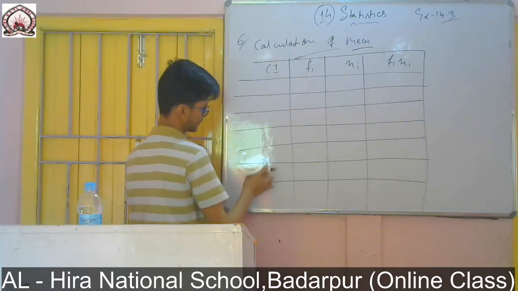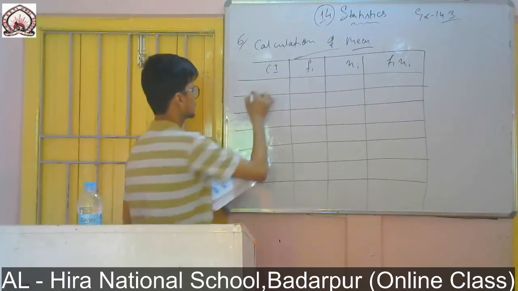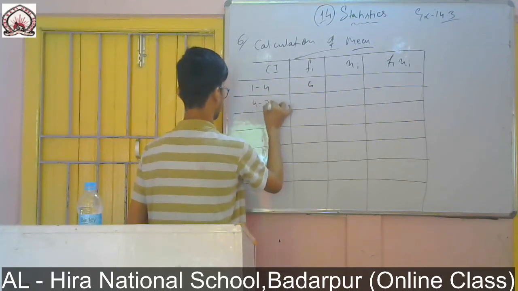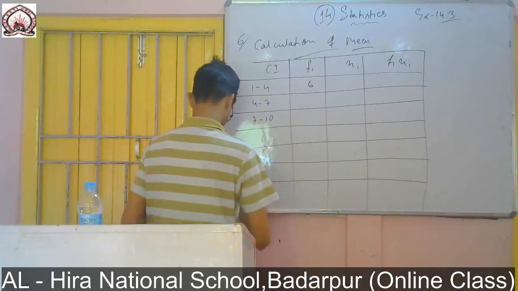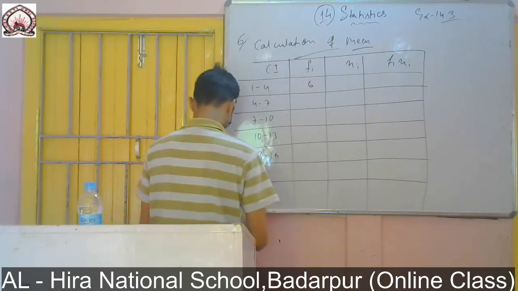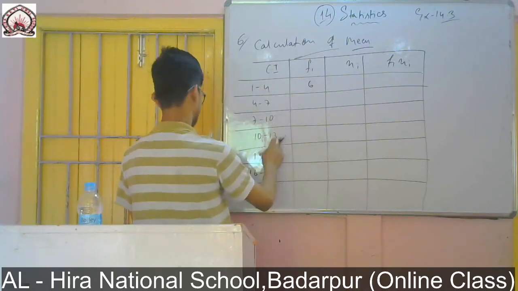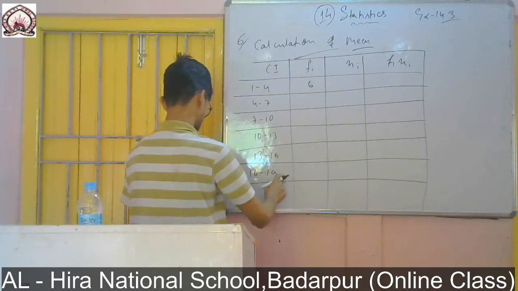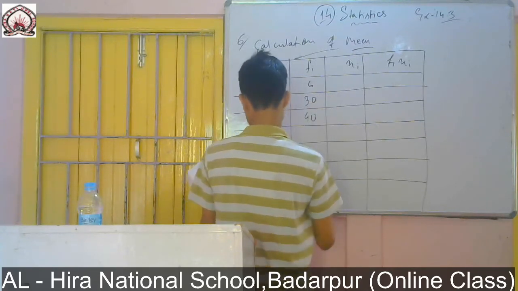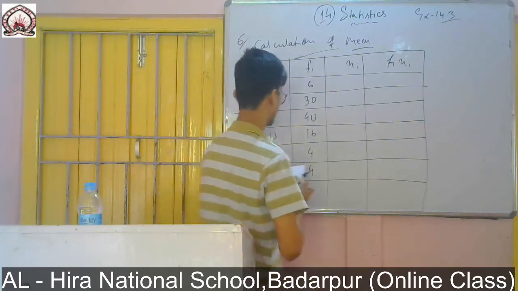Let me write this once again. The class intervals are 1 to 4, 4 to 7, 7 to 10, 10 to 13, 13 to 16 and 16 to 19, and the frequencies given are 6, 30, 40, 16, 4, 4. Then Xi.